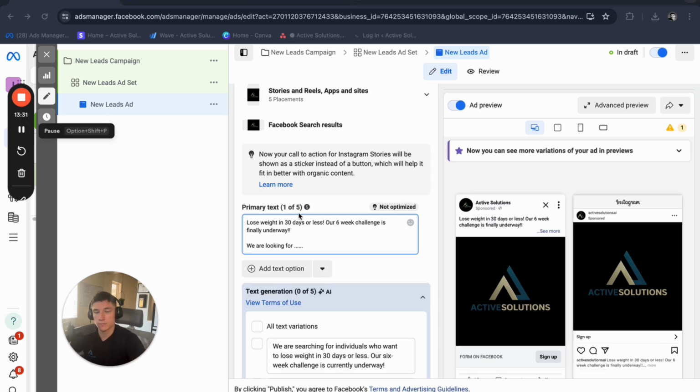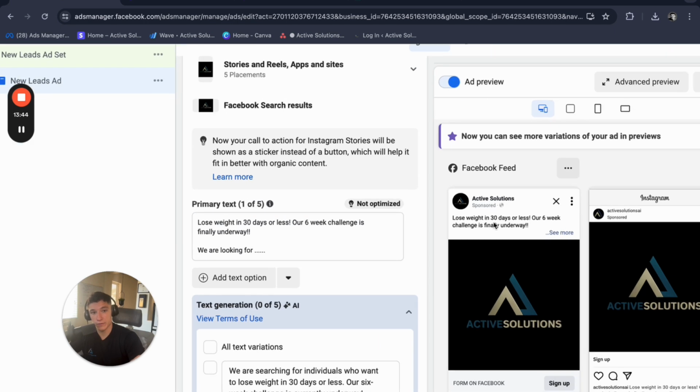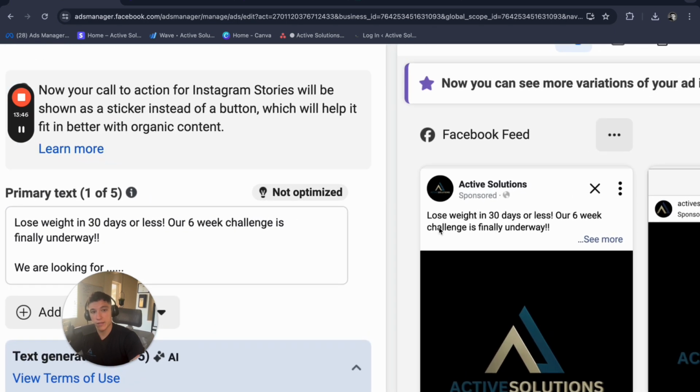So here's an example. Lose weight in 30 days or less. Our 6-week challenge is finally underway. We are looking for 10 people, blah, blah, blah. The second most important thing is this part right here. If you can view this, and I'll zoom in for you, this first little paragraph that is actually viewable of your primary text is what's most important about your entire copy, believe it or not, because no one's going to read the rest if it's not compelling.